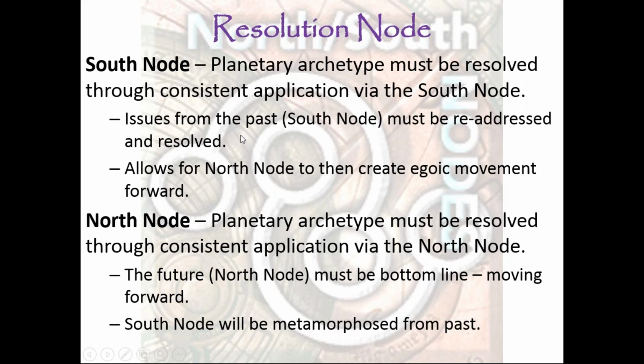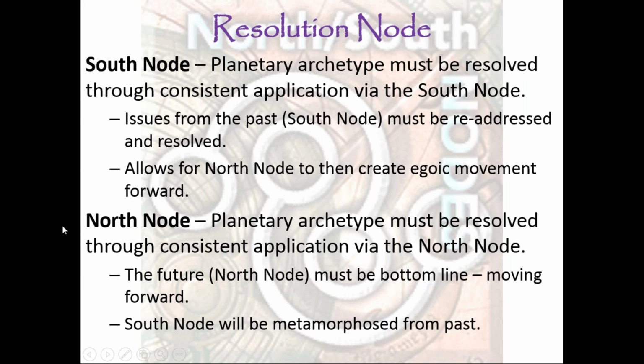Once you are doing this, it then allows for the north node to create that egoic movement forward. So south node, you must go back to the past, readdress it, resolve it for that north node to move forward.